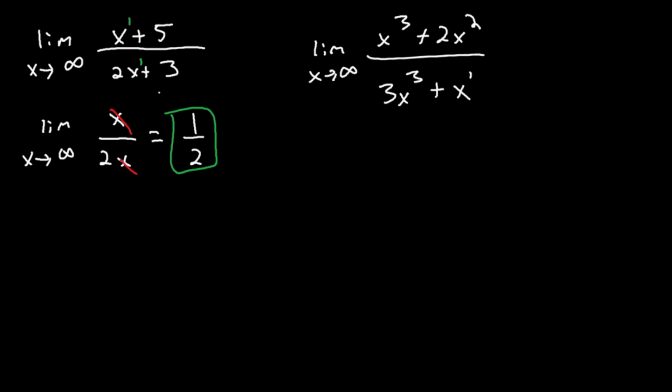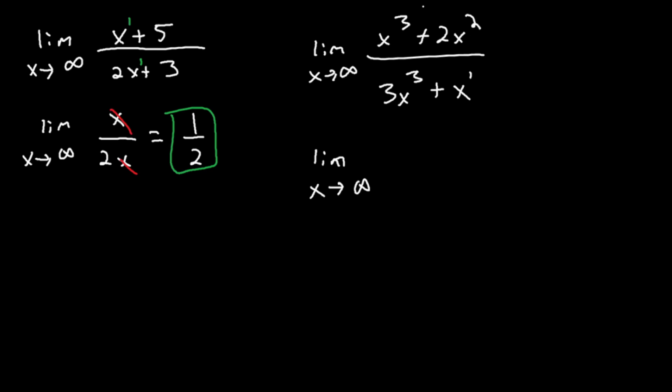So that's why you only care about the largest exponents. Usually, if the exponents are the same, you're going to get a horizontal asymptote by just canceling out the exponents. So for this problem, you have the limit as x approaches infinity for this function here.